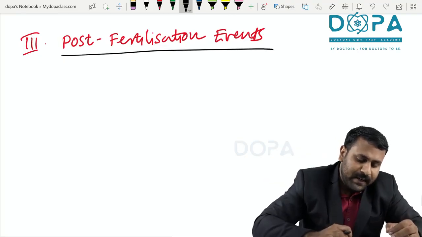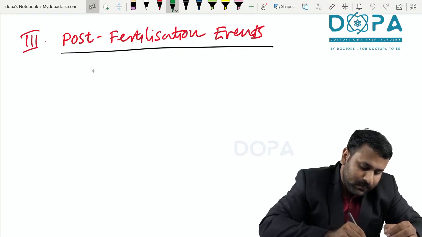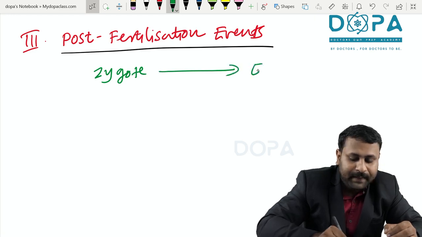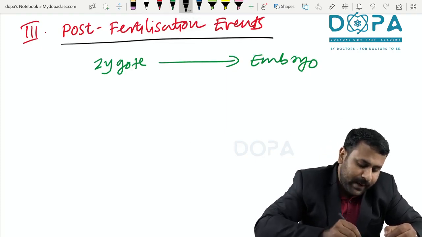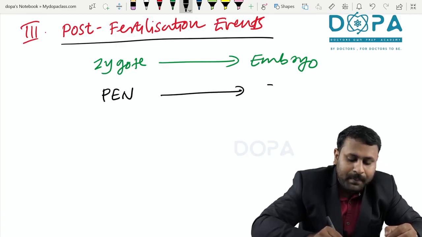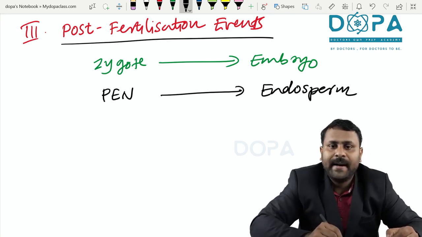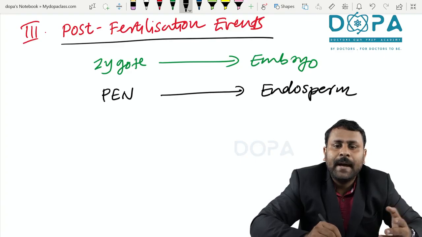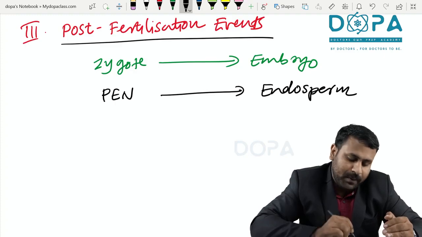So what are the main post-fertilization events? We know after fertilization, the zygote develops into embryo. Then the primary endosperm nucleus develops into endosperm. Endosperm is a nutritive tissue that provides nourishment to the developing embryo. When the zygote develops into embryo, the nourishment is provided by endosperm.